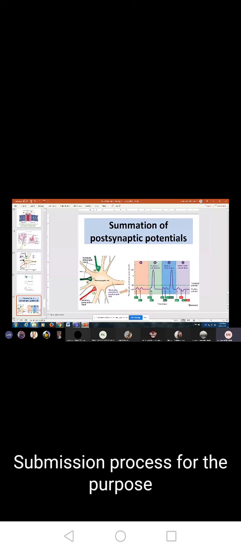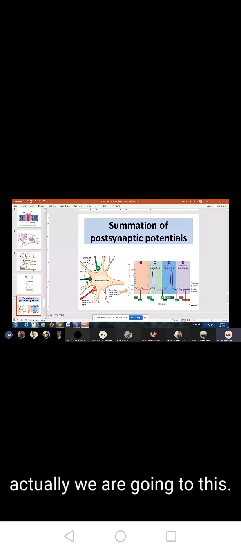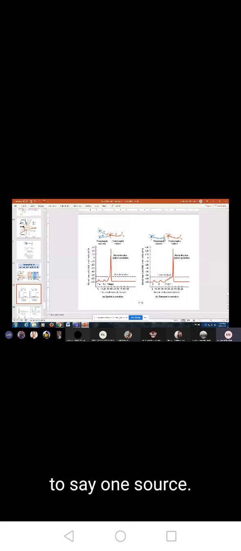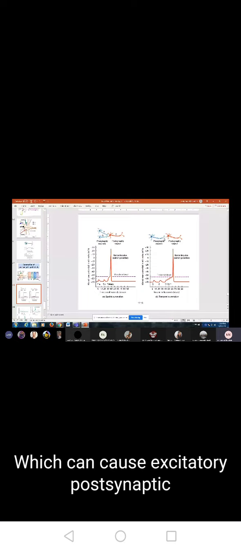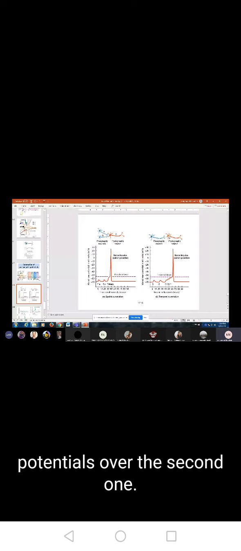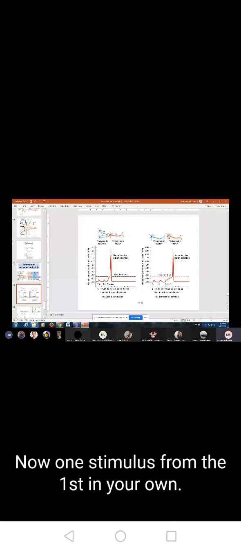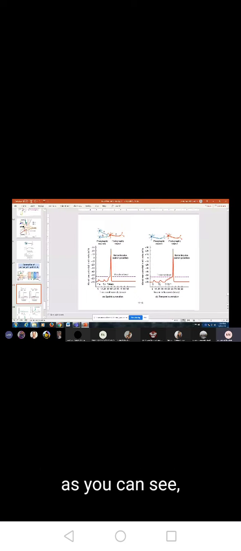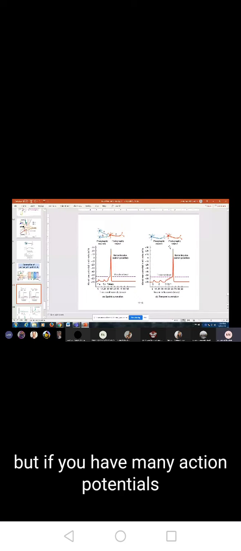For the purpose of understanding, actually, we are going to this figure. As you see here, you have one source which can cause excitatory postsynaptic potentials over the second neuron. Now, one stimulus from the first neuron here is causing a small depolarization, as you see.